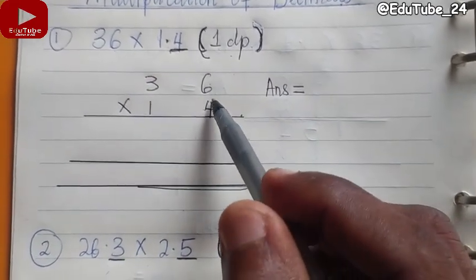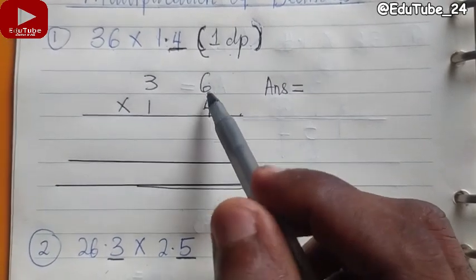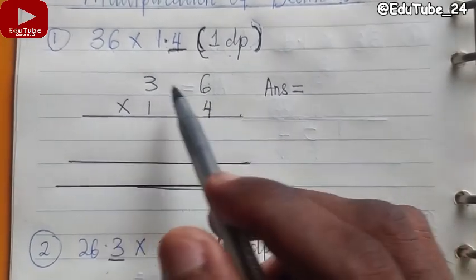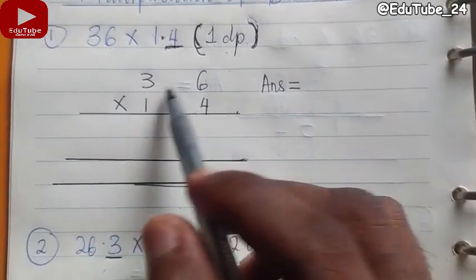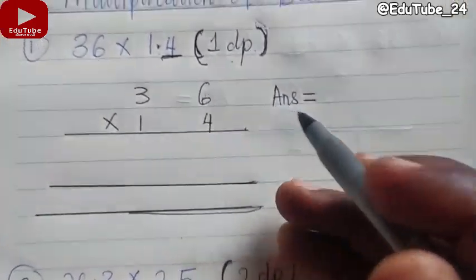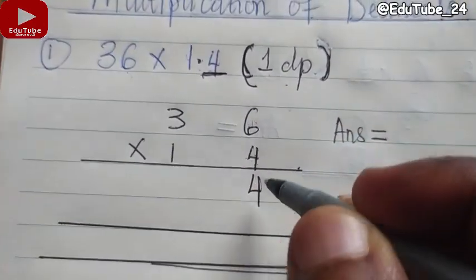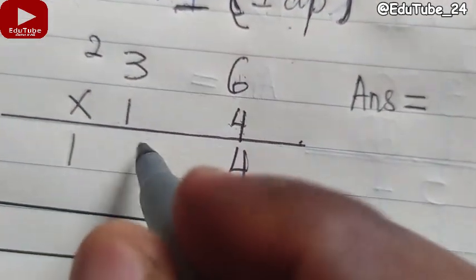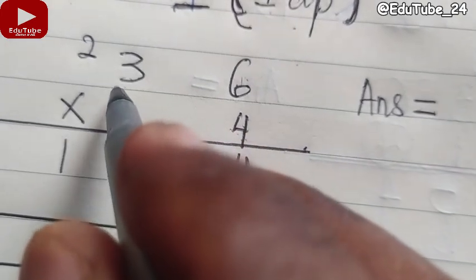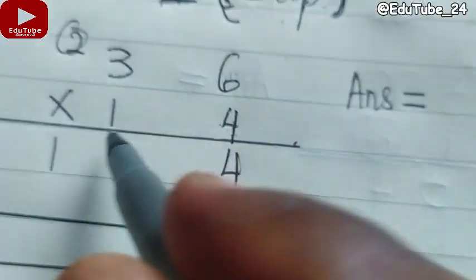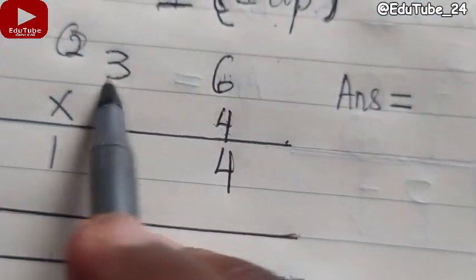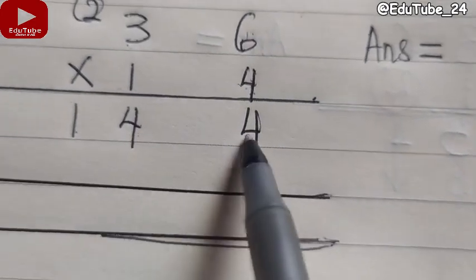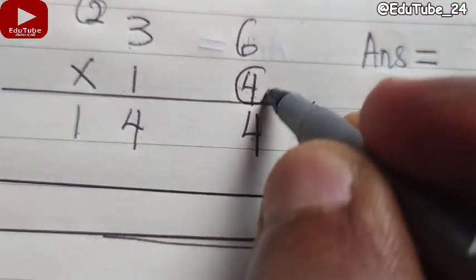So we'll start from the unit, which is this 4. We multiply 4 by 6 and likewise 4 by 3. That means 4 times 36 together. So 4 times 6 gives us 24. I'm going to write my 4 and carry 2. And then 4 times 3 gives me 12. I'm going to add my 2 to the 12, and that will give me 14. So 4 times 36, I have 144.